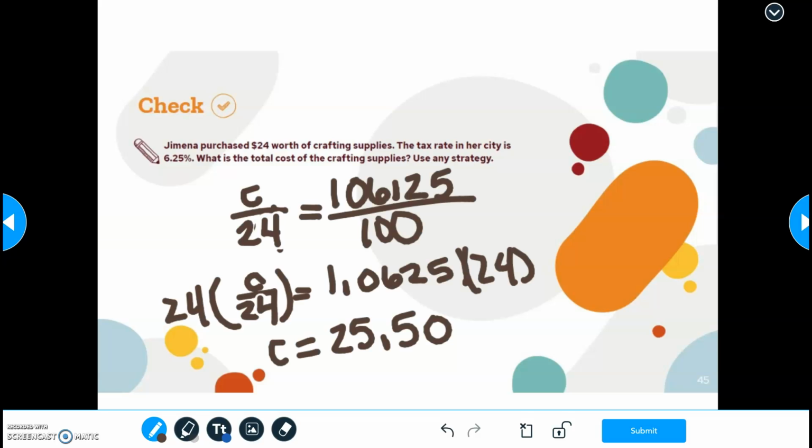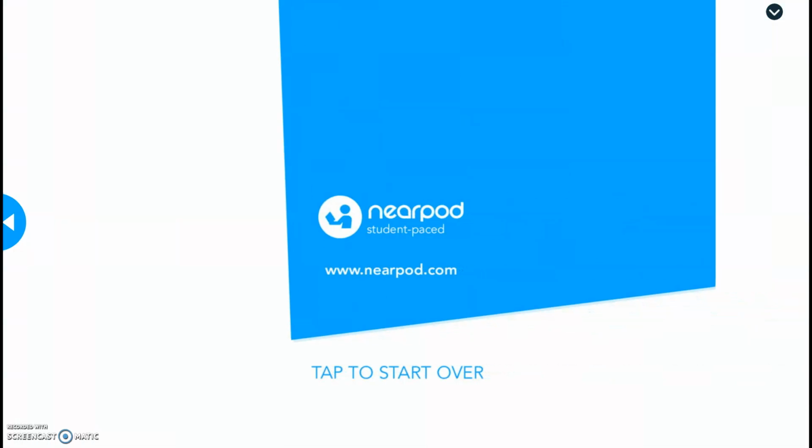All right, so I chose to solve this adding my 100%. So I have 106.25 over 100 equals my total cost over the cost without sales tax. So I do my division, I get 1.0625. I have to get C by itself, so I multiply by 24. What I do to one side, I have to do to the other. C equals $25.50. Make sure you hit submit on your answer.